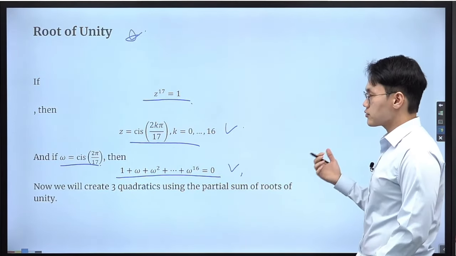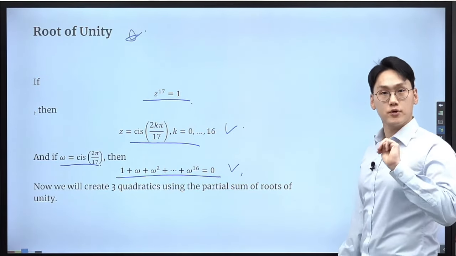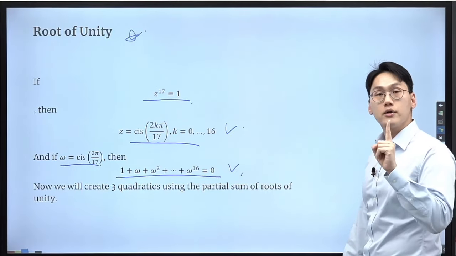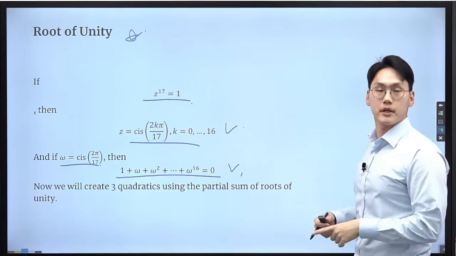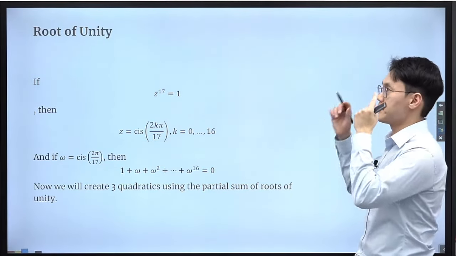So now we are going to create 3 quadratics. I'm not going to come up with just 1 or 2, but 3 quadratics using this linear combination of the sum of roots of unity. Okay, let's have a look at what I mean by that.